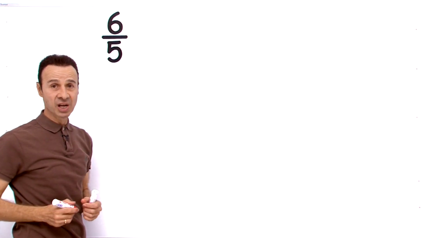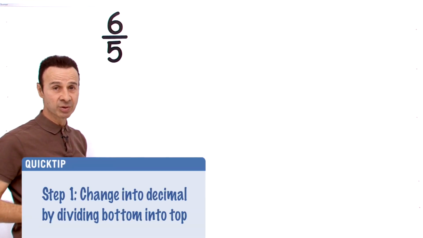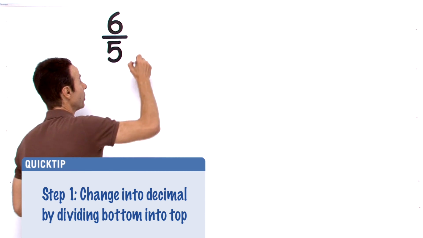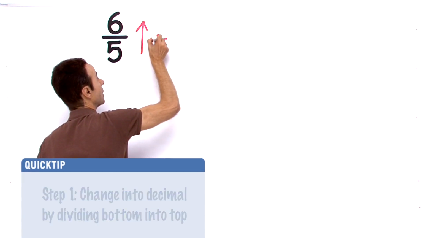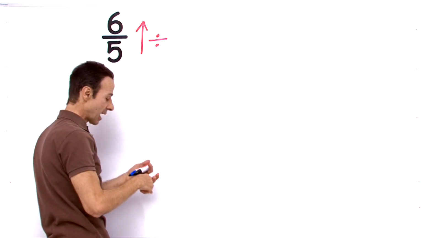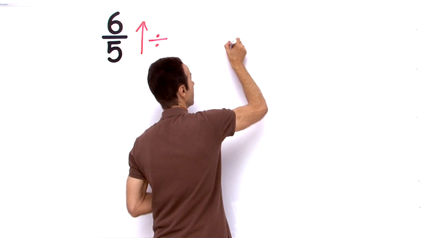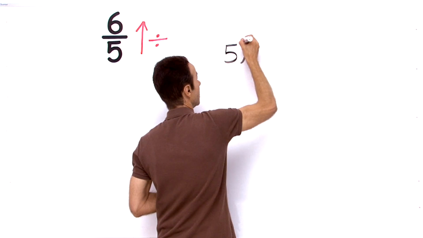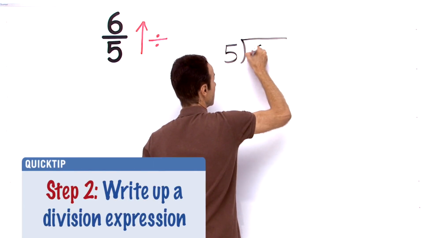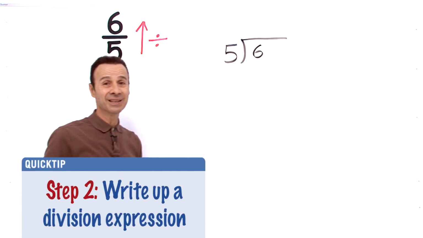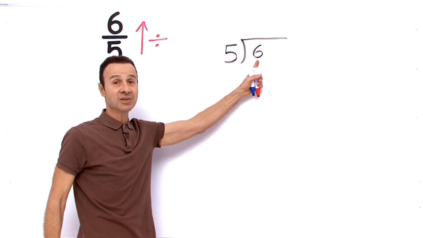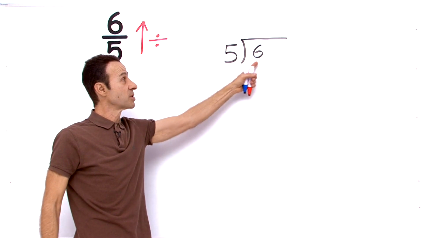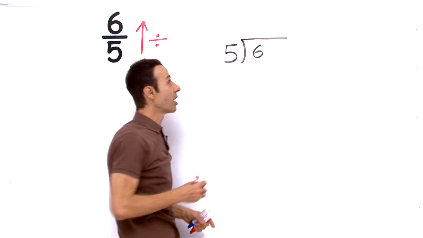So let's go ahead and change this into a decimal. Now, the first thing we want to do to change into a decimal is divide the bottom number, the denominator, into the top, which is the numerator. So how do we do that? So it's 5, which is the bottom number, into 6. Now the good news is we don't need to use decimals yet, because 5 goes into 6, doesn't it? How many times does 5 go into 6? It goes in one time.